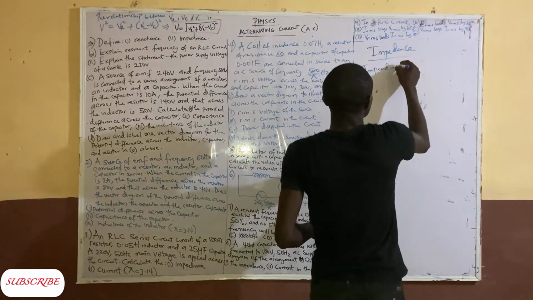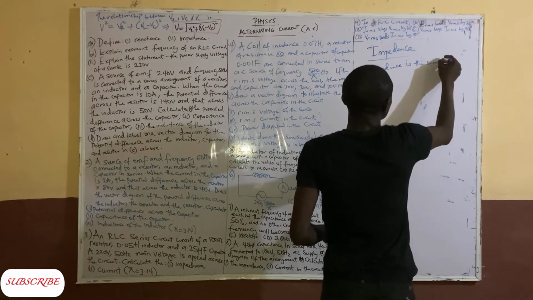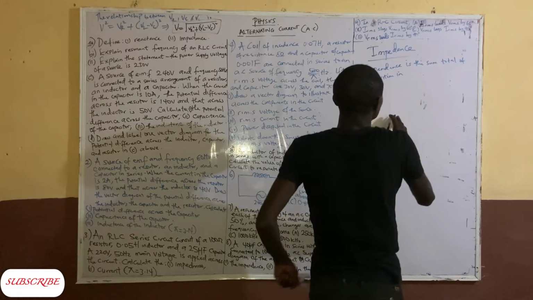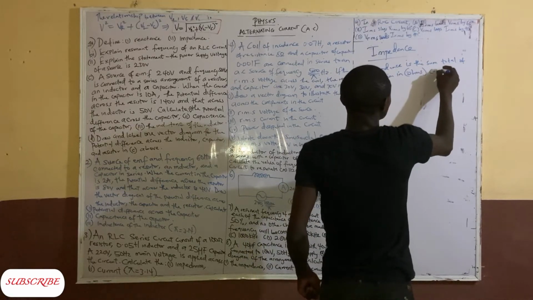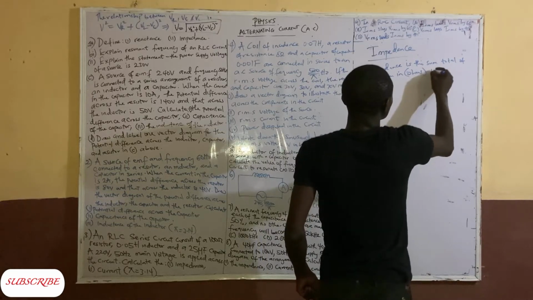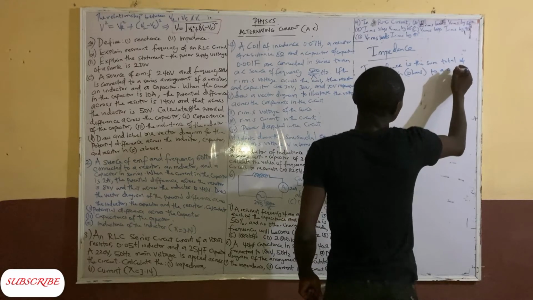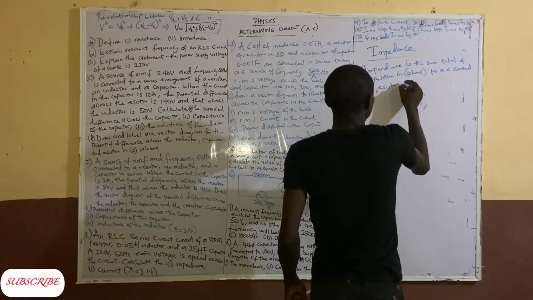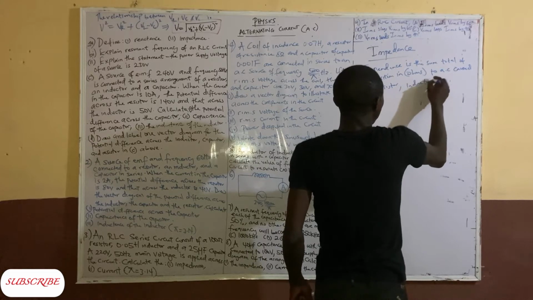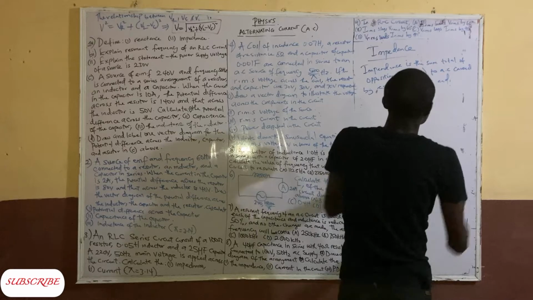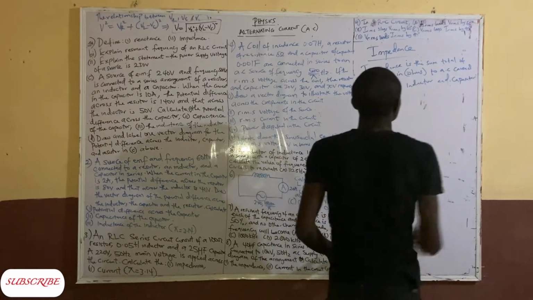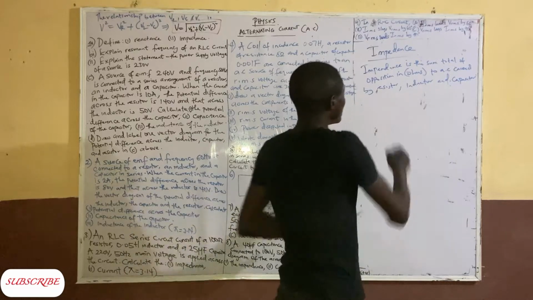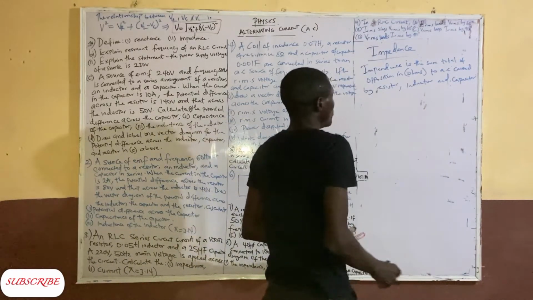Impedance is the sum total of opposition in ohms to AC current, that is the alternating current, caused by the resistor, the inductor, and the capacitor all at the same time.